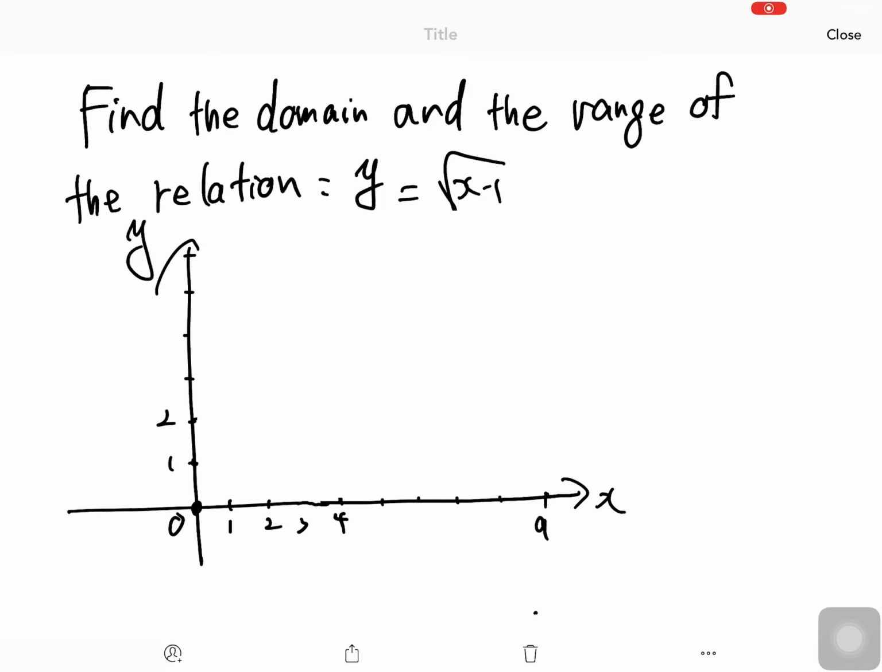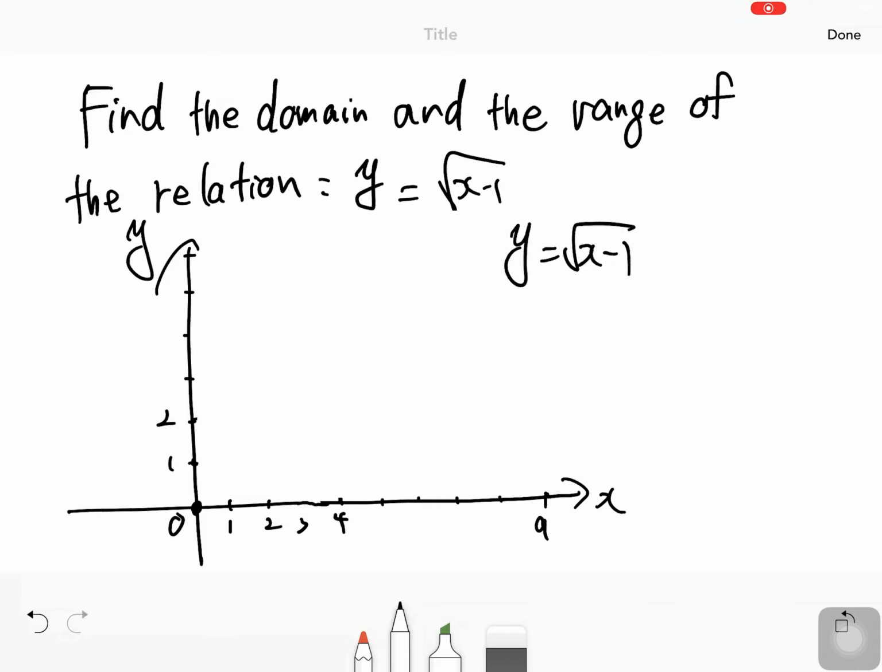This time we are working on the question: find the domain and the range of the relation y equals square root of x minus 1. First of all, if you don't know about the domain and the range, please check out my previous video. Okay, let's do it. To find the domain and the range, I strongly recommend you to draw the graph of the relation.